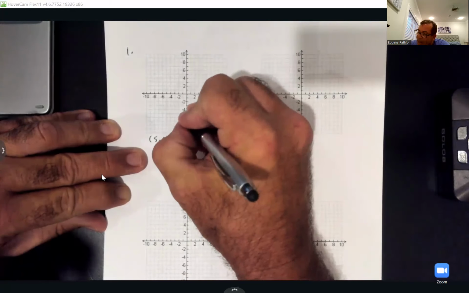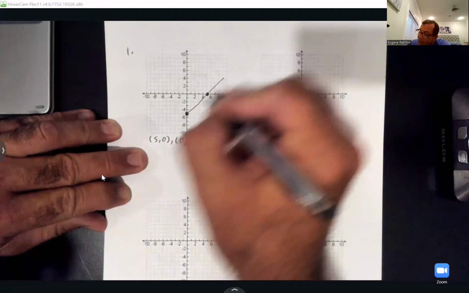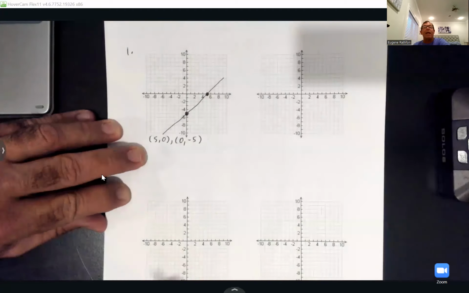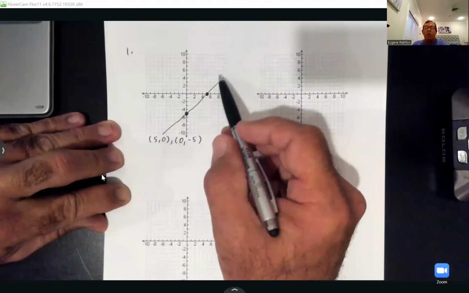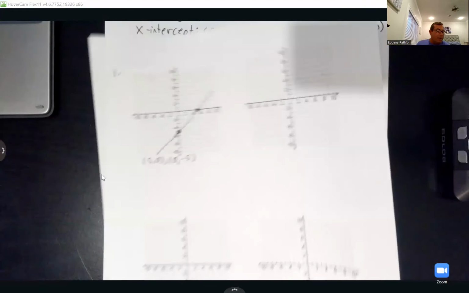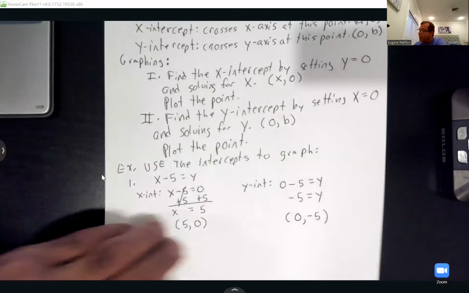That puts me at -5. At that point, if you're doing this in Math Lab, it'll draw your line and be done. Okay, so remember, plot these 2 points, draw a line, and you're done. All right, y'all, so let me turn my page.